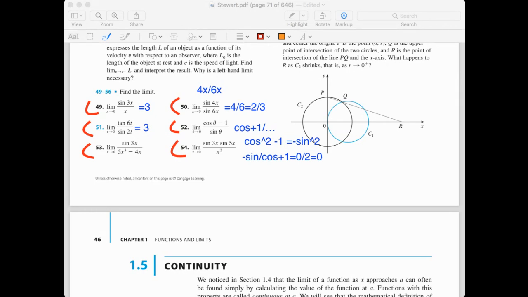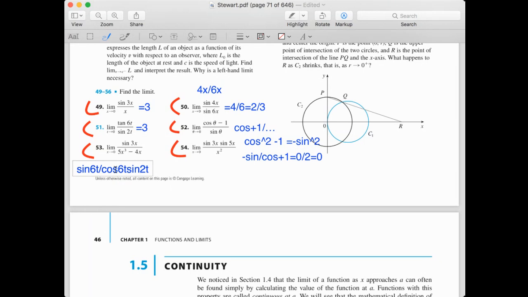Professor, can you explain 51 again? 51, okay. 51 is red. So tangent we can write as sine over cosine, right? Is that true? Yes. So that means tangent 6t you can write as sine 6t over cosine 6t. Then divided by sine 2t, again we can just write together.